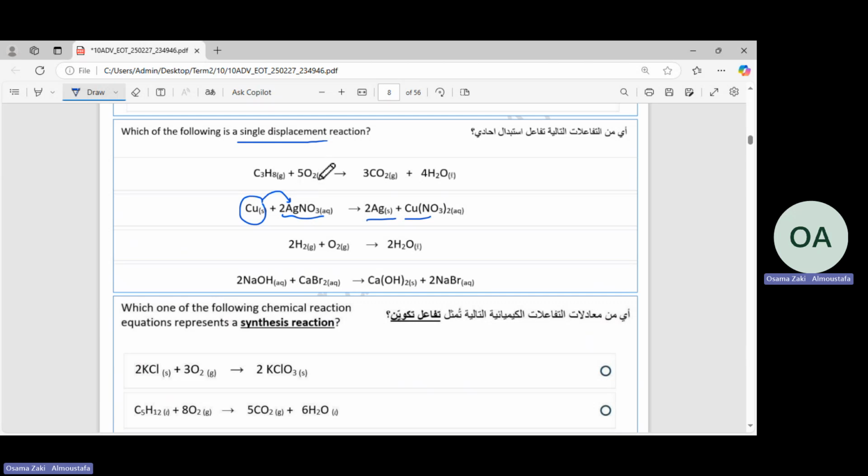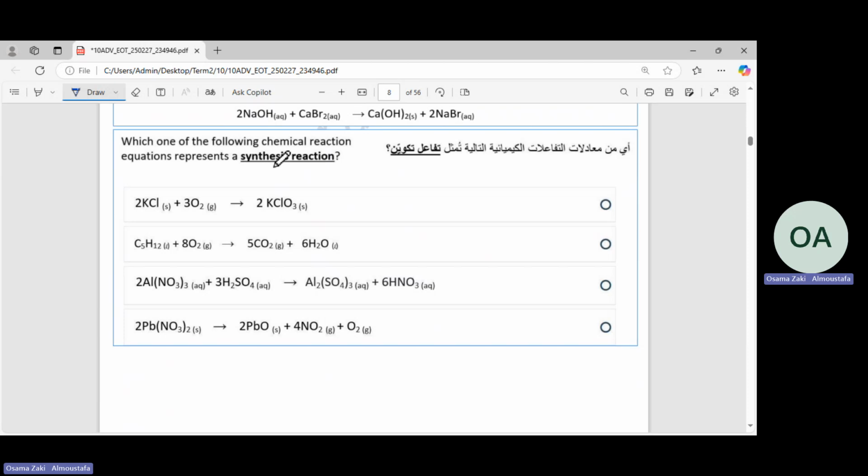By the way, this is a combustion reaction because we have oxygen before the arrow. This is a synthesis reaction and a combustion because we have two chemicals, they combine together to form only one, and we have oxygen before the arrow. So we can say that this is a synthesis reaction and combustion reaction. What about this? We have compound, compound, compound, compound. So as you see, this is the replacement reaction. So this is the correct answer.